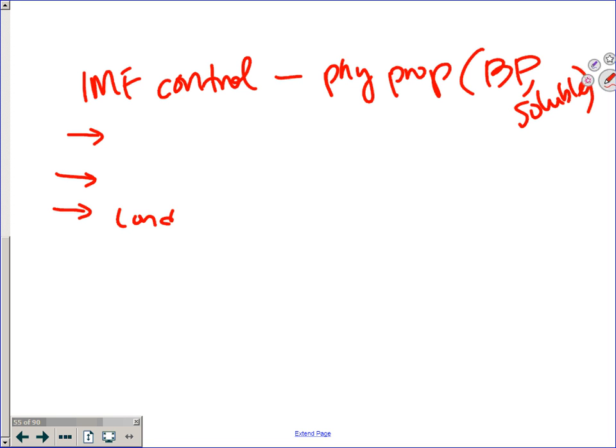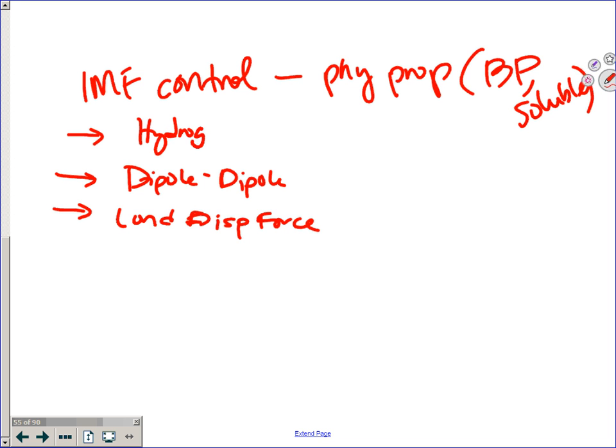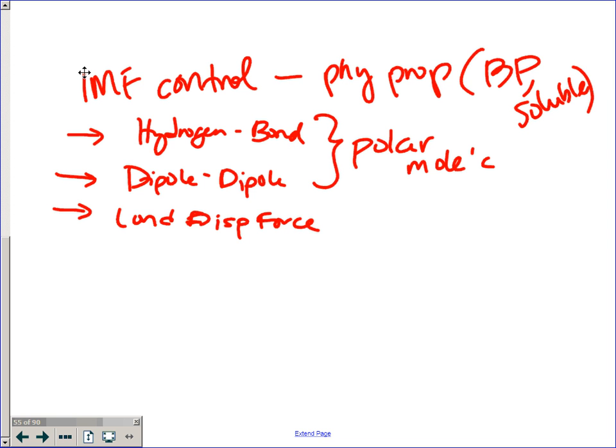What are the three IMFs? London dispersion forces, dipole-dipole, and hydrogen bonding, right? When we see hydrogen bonding occurring between two molecules, it has to be a polar or a nonpolar molecule? Polar. What other one has to be incorporated into a polar molecule? Dipole, okay? So these are going to be with polar molecules, but sometimes we have to differentiate between hydrogen bonding and dipole. What are you looking for in that polar molecule to claim it's going to be hydrogen bonding?